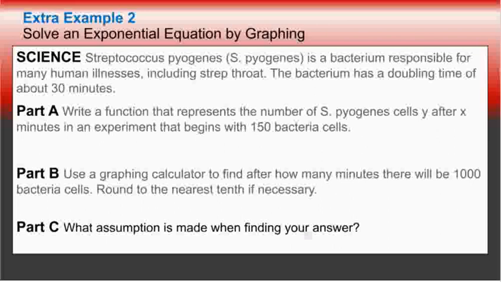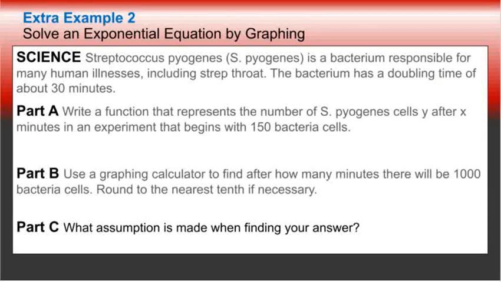Next, Streptococcus pyogenes or S. pyogenes is a bacterium responsible for many human illnesses, including strep throat. The bacterium has a doubling time of about 30 minutes. Write a function that represents the number of S. pyogenes cells y after x minutes in an experiment that begins with 150 bacteria cells. And in part B, we're going to use a graphing calculator to find how many minutes there will be 1,000 bacteria cells. And then C, we're going to make some assumptions when we find our answer.